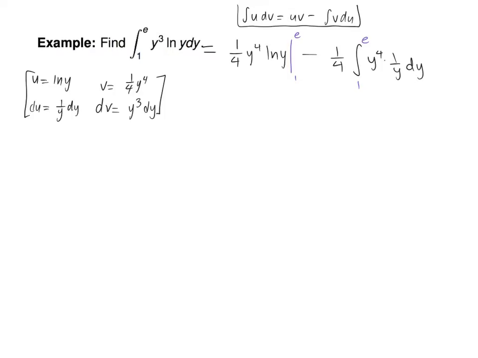Yeah. Okay. So, would it be simpler to evaluate with the values there, or would that be stupid? I'm going there. Let me finish, okay? So we're going to have 1/4. The first part I'm going to evaluate: 1/4 e to the 4th ln of e minus 1/4 ln 1. So that's the first bit.